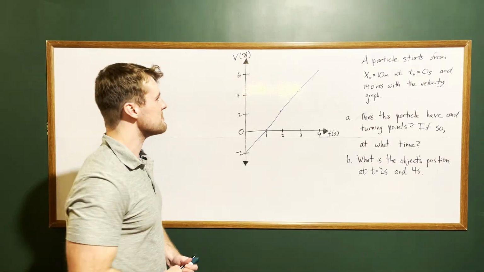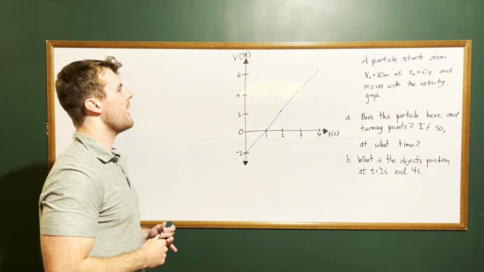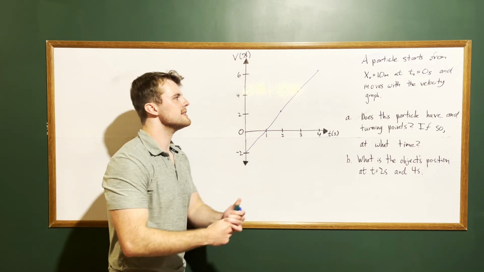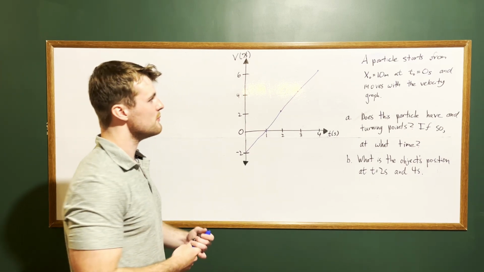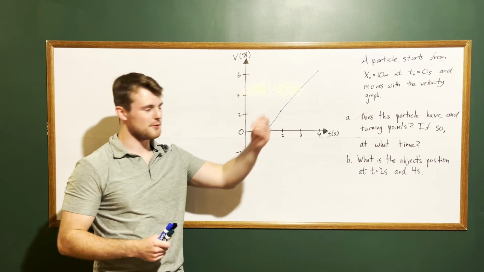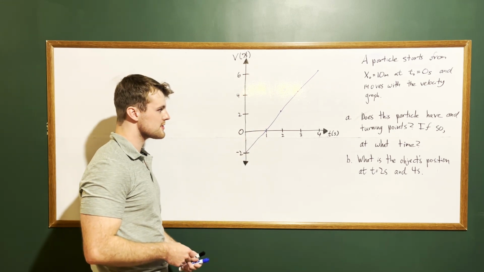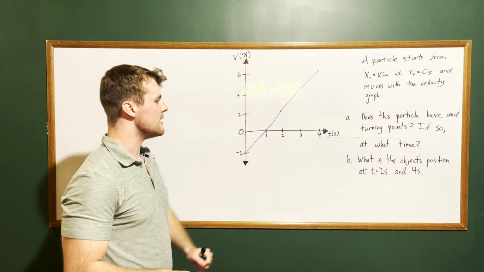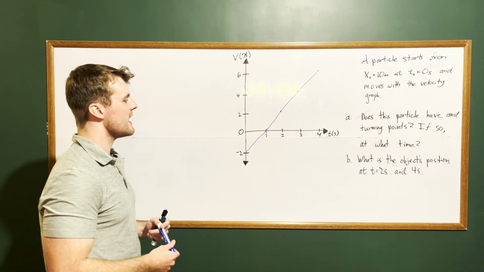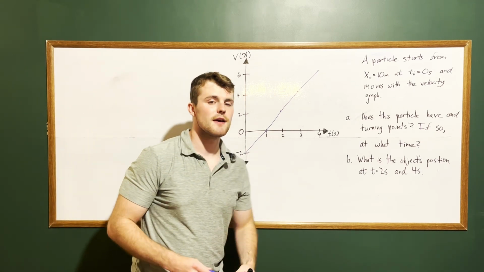Okay, so here's our problem. A particle starts from x naught equals 10 meters at t naught equals 0 seconds and moves with the velocity graph shown. Part A, does this particle have any turning points? If so, at what time? Part B, what is the object's position at t equals 2 seconds and 4 seconds?